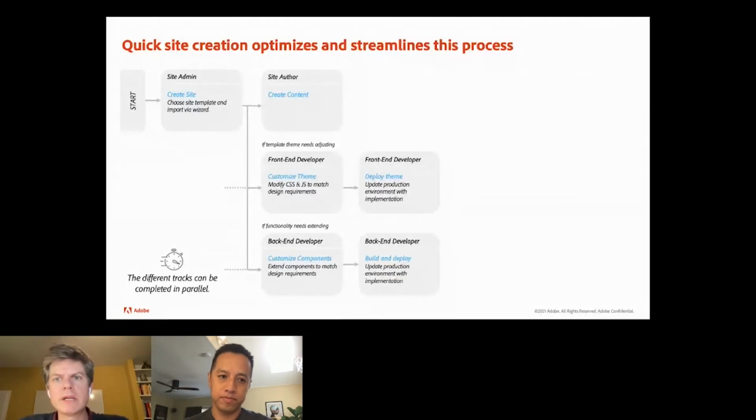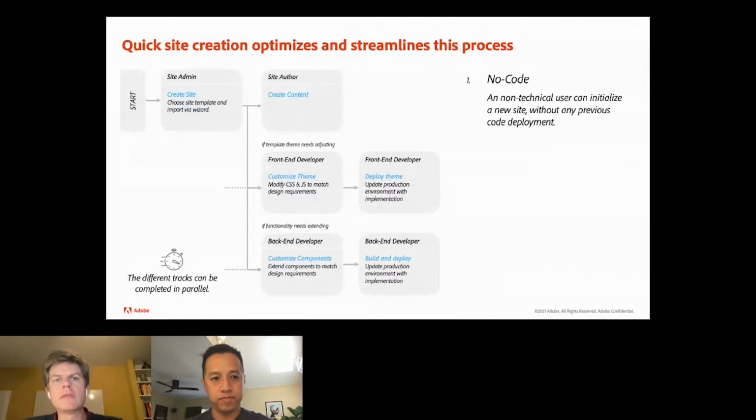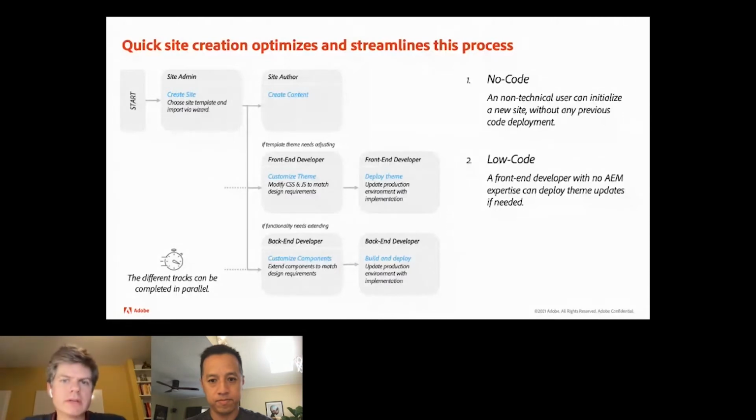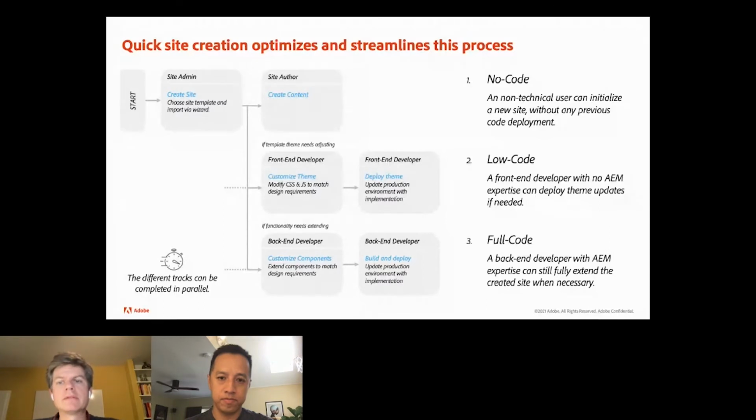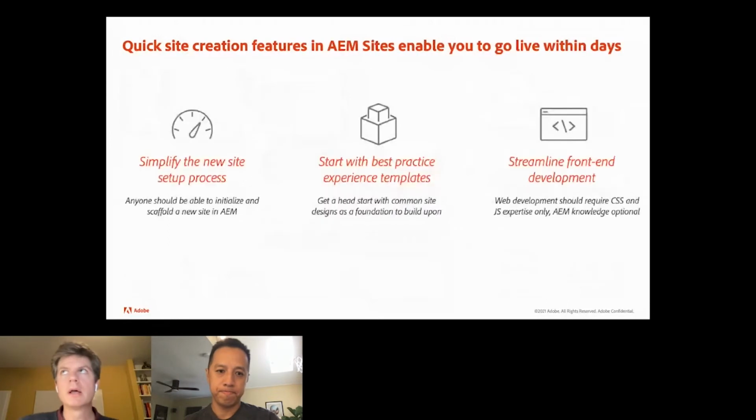The first one is really kind of no code. It allows a non-technical author to self-sufficiently create a site. The second one is kind of low code. It allows a developer that doesn't need to be very used to AM and doesn't have deep AM expertise at all to do something. And the third one is where the AM expert comes to the table and starts to customize things. So really this parallelization of these three tracks allows to make things much faster.